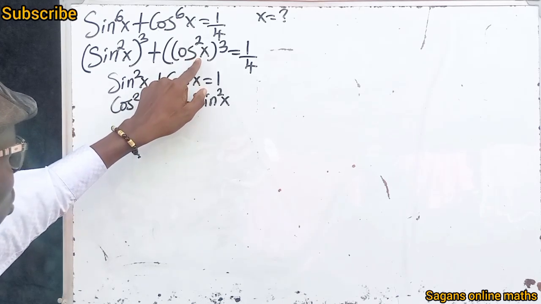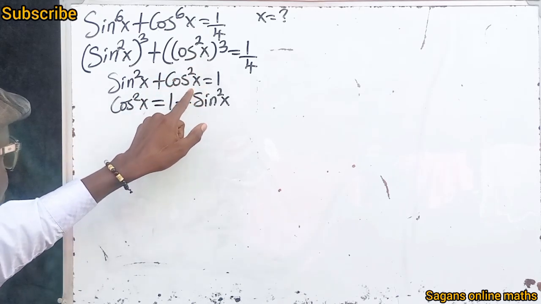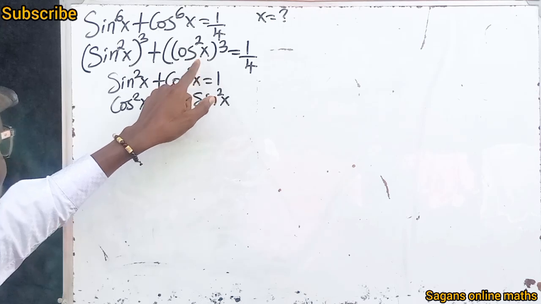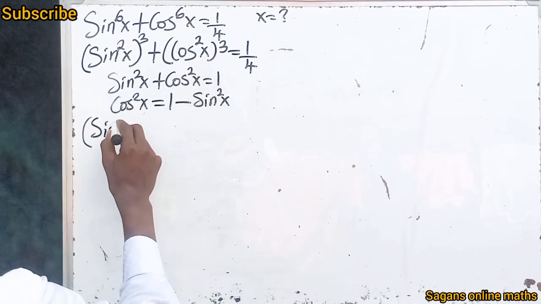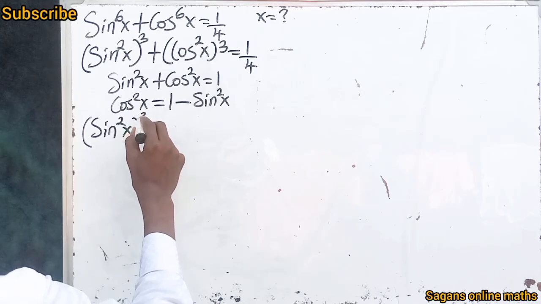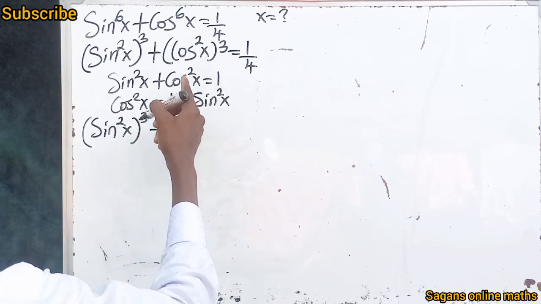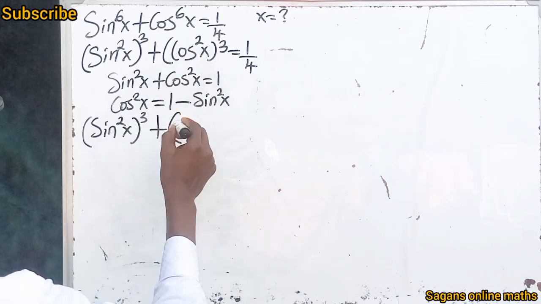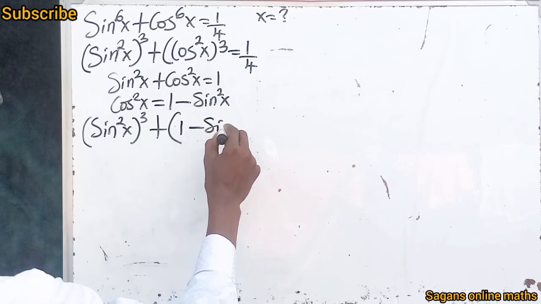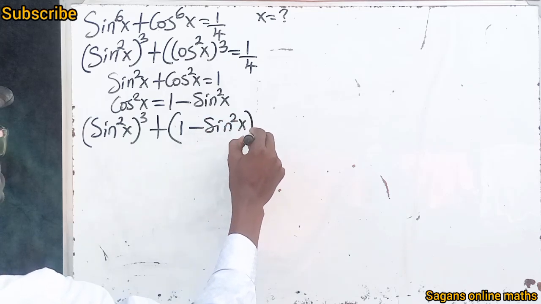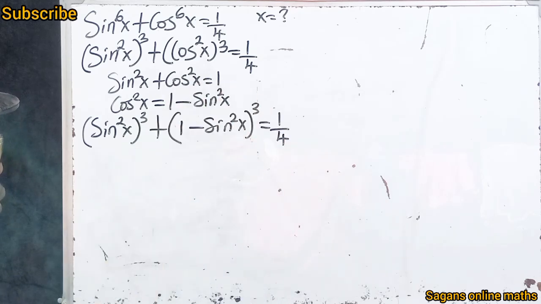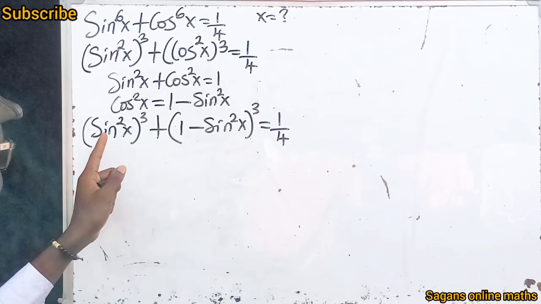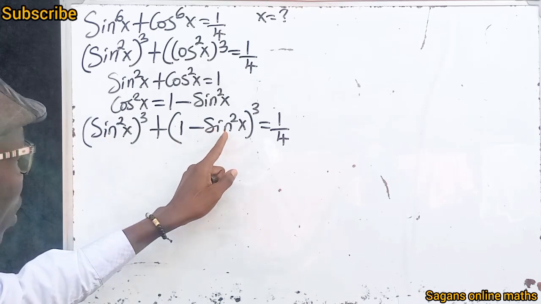Remember that cos square x equals this. Look at cos square x. So what we're going to do, we're going to substitute this in place of this. Is it not simple? Now we have sine square x, all to the power 3, plus, in place of cos square x, we are going to put 1 minus sine square x, all raised to the power 3, equals 1 over 4. Wow, that's interesting. Now we can observe again that something is common. You can see that we're having sine square x here, we're having sine square x here.